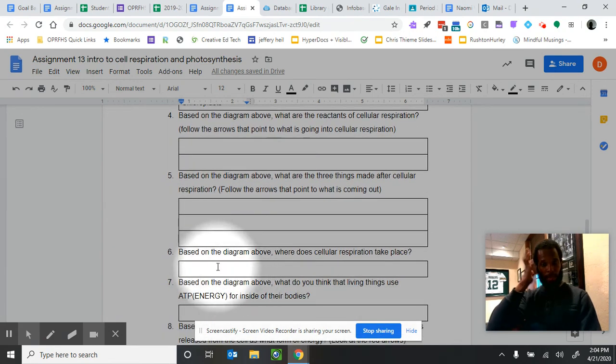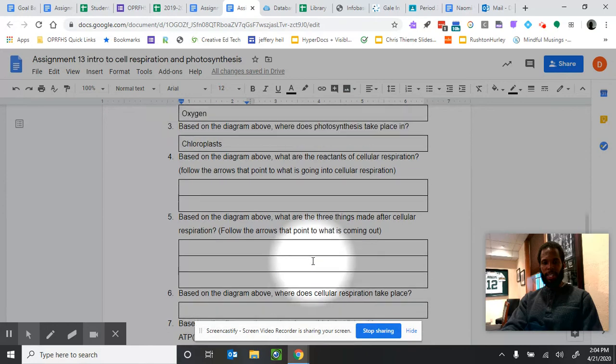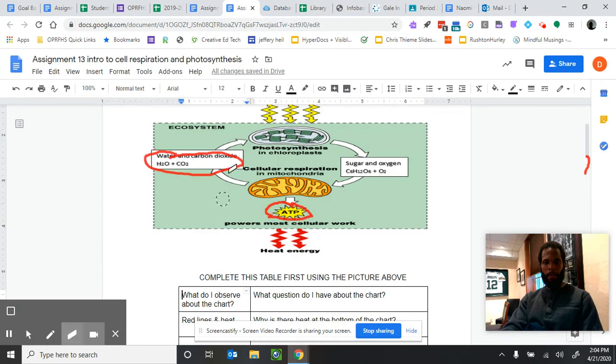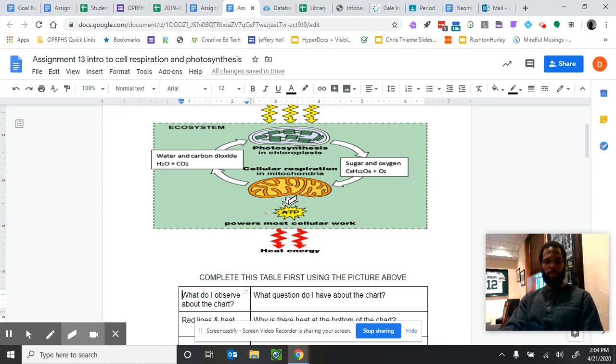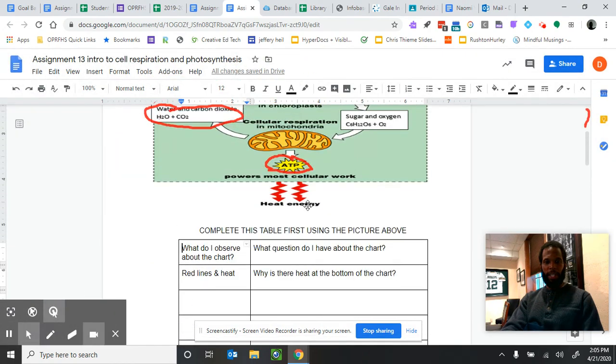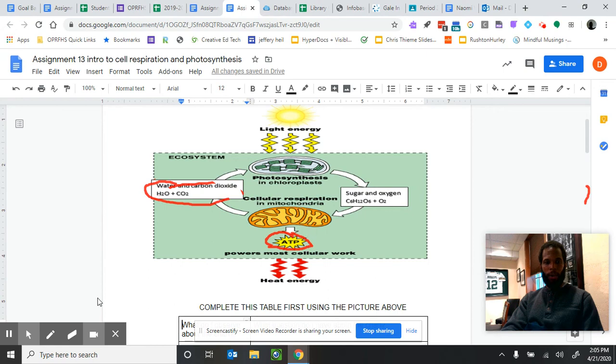Question 6. Based on the diagram above, where does cellular respiration take place? Where does this stuff actually occur? So cellular respiration takes place in this part called the mitochondria. It's a teeny, tiny part inside of each of your cells that's used to help turn sugar into usable energy. So it takes place in the mitochondria.